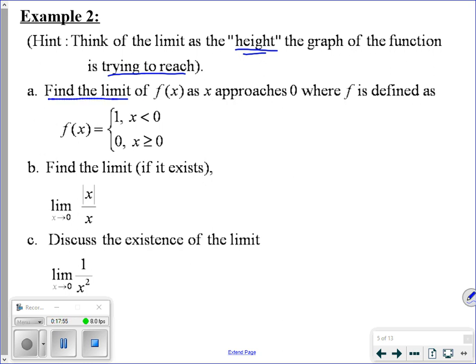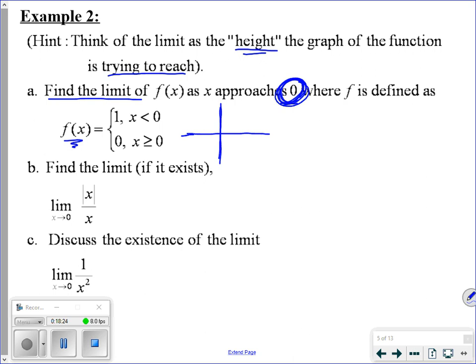It says, find the limit of f of x as x is approaching 0, where f is defined as follows. So if you remember correctly, this is actually a piecewise function. Okay, I want to know what's happening as I'm approaching 0 when given this piecewise function. So remember that a piecewise function is graphed in pieces. So let's look at this graphically and then identify what's going on at 0.